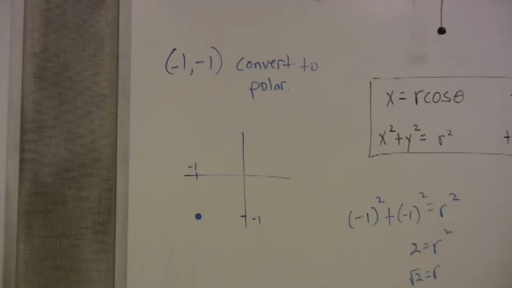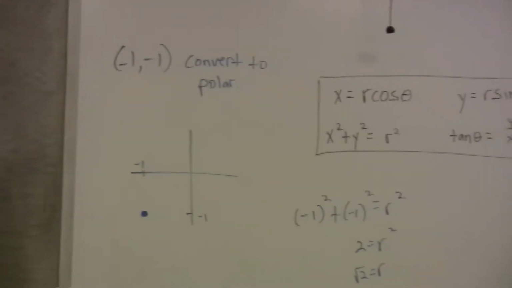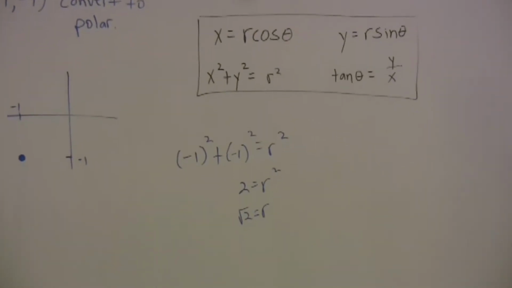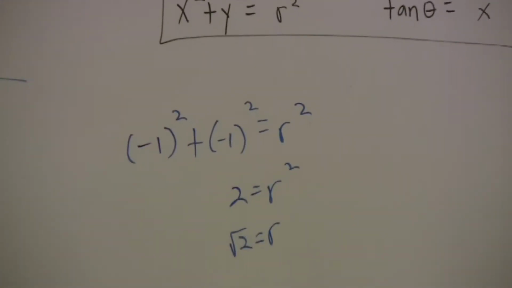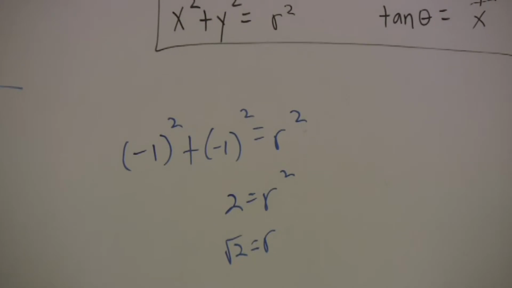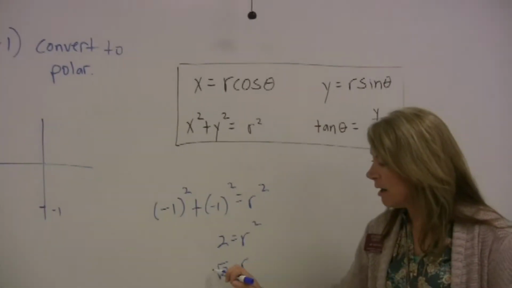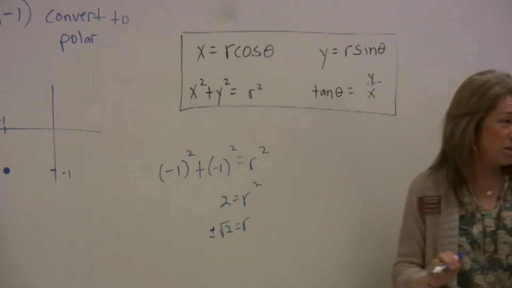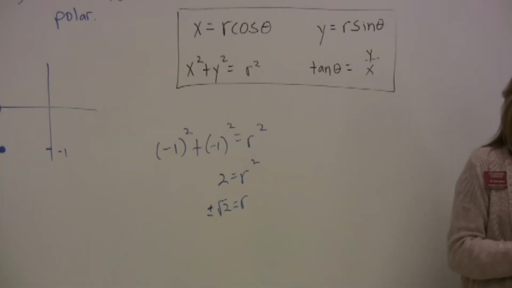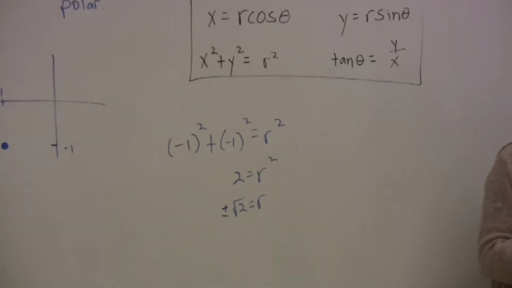Does that surprise anyone? I heard one person say no. Why is it not surprising? It's a 45-45 triangle. 1, 1, square root of 2 is the relationship for that special triangle. So r equals square root of 2. Technically, r equals plus or minus depending on which angle we use. It could be a positive r, it could be a negative r, we don't know.